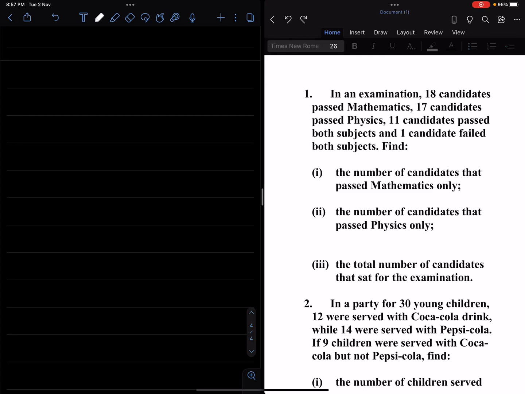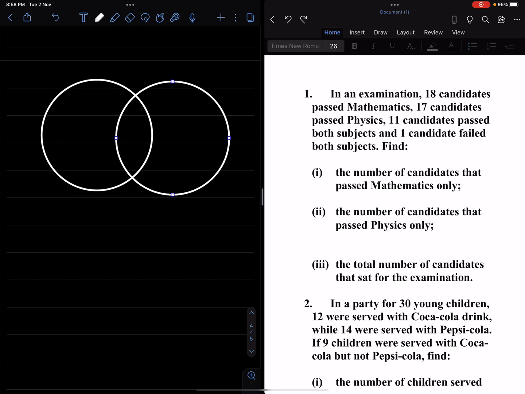Yeah, welcome back everybody. Today we're solving questions on sets and we're using the Venn diagram. Before we go to the questions, let's get this straight. If I have two sets A and B, I represent two sets A and B using the Venn diagram this way.